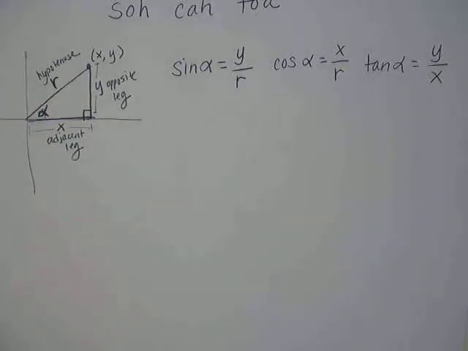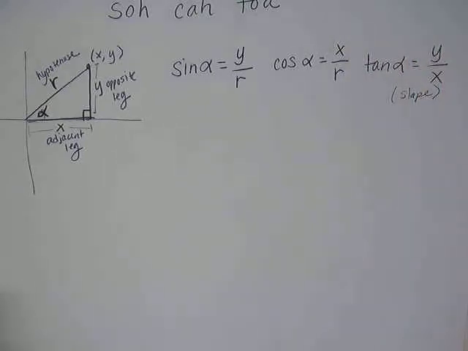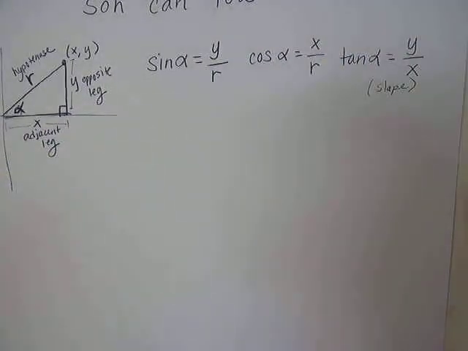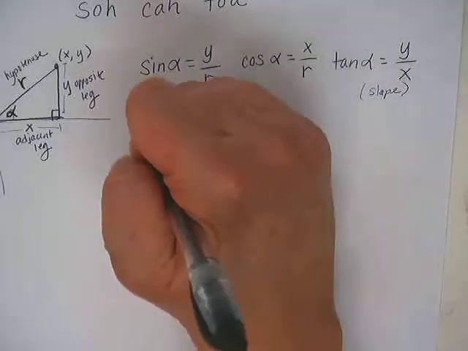Can you guys think of anything else you've ever learned that has to do with y values over x values? Guess what? The tangent of any angle is the slope of the line that that angle forms. Is that crazy? That's awesome. I think it's awesome too, so thank you.